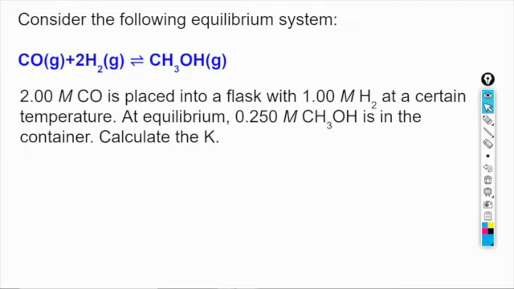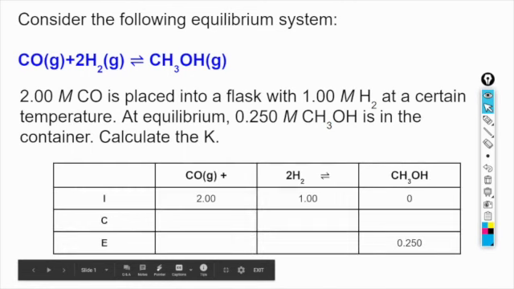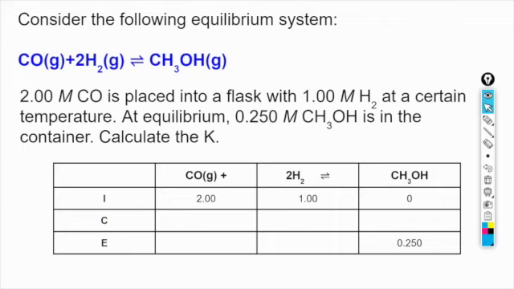So remember the first step, you want to get an ICE table going first. And so when we look at the ICE table, it can help us to organize our data. So you can see we have our 2 molar carbon monoxide, our 1 molar H2. We're starting off with 0 molar of the methanol, and it says at equilibrium, which is the E in the ICE table. Remember, I is initial. We have 0.250 molar of it.